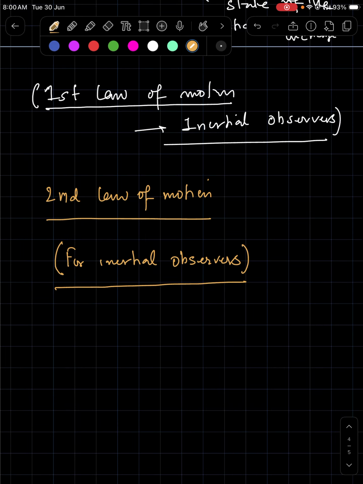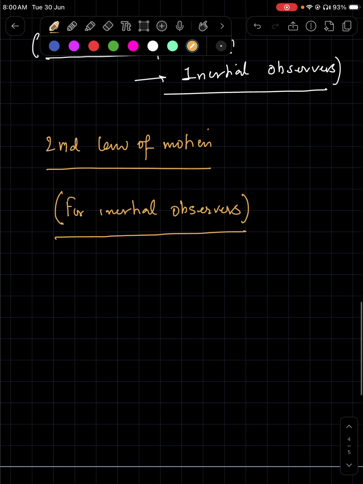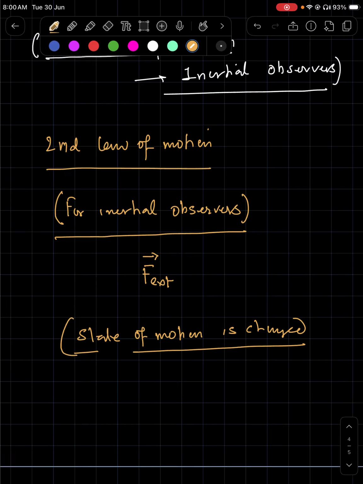For those observers, now Newton is giving us the quantification of the force. That is how we can calculate the force. He is telling that when the total external force is acting on the body, the state of motion is changed, right? And this change of the state of motion can be measured by the change of linear momentum.